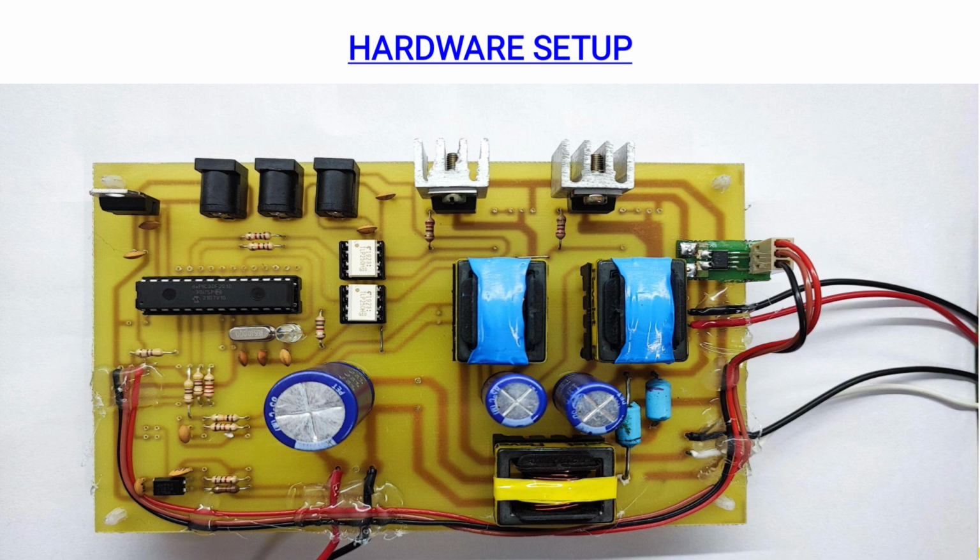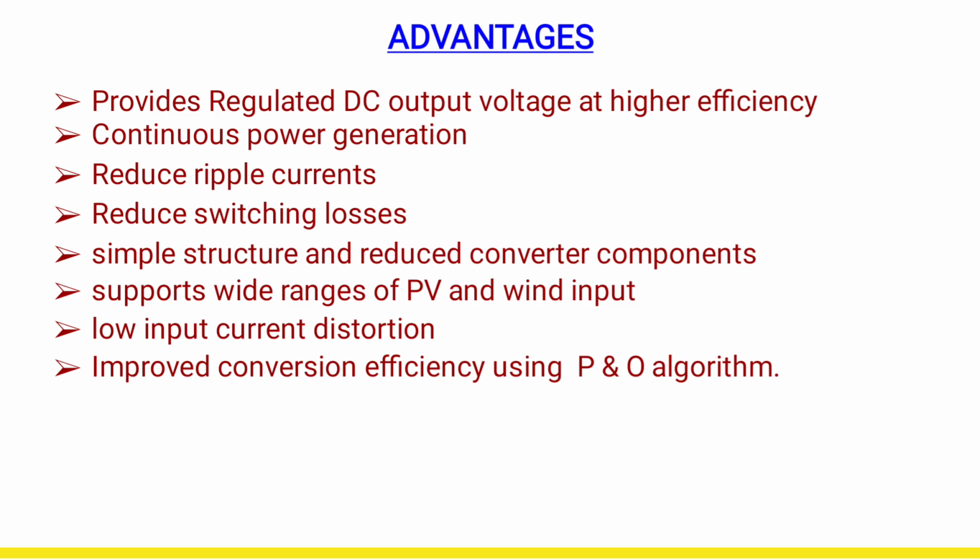This is the hardware setup of CUK SEPIC hybrid converter. Its main advantages are it provides regulated DC output voltage at high efficiency, continuous power generation, reduced power ripple currents, reduced switching losses, simple structure and reduced converter components, supports wide range of PV and wind input, low input current distortion, improved conversion efficiency using P&O algorithm.